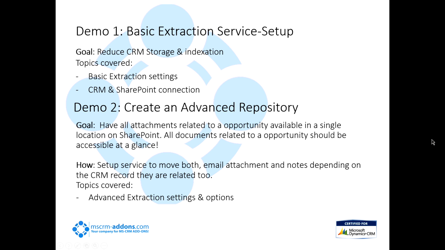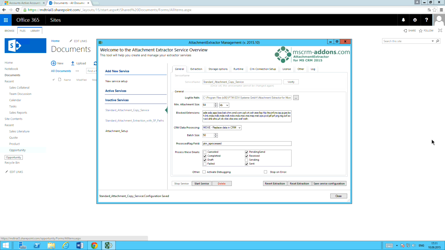Okay. So I'm going to go ahead and flip right on over to the demo system. What I've got here, in the background, I've got my SharePoint all ready to go. I've got my CRM back here as well. And also up front here, I've got my AttachmentExtractor service management. All right. This is basically where I'm going to set up the service and do anything that I want to do.